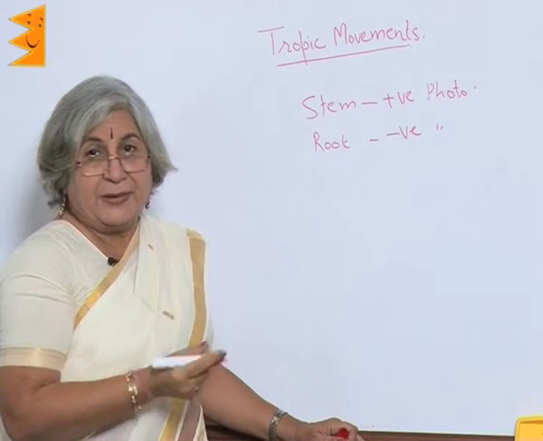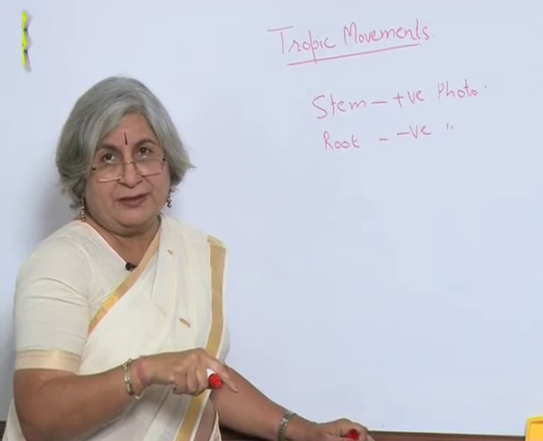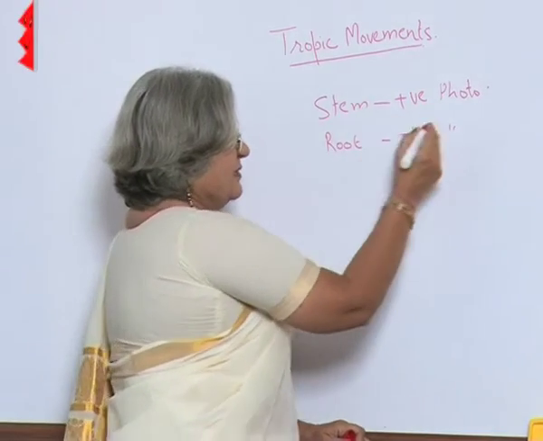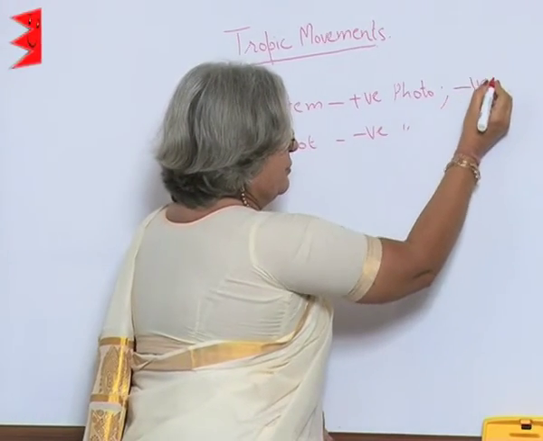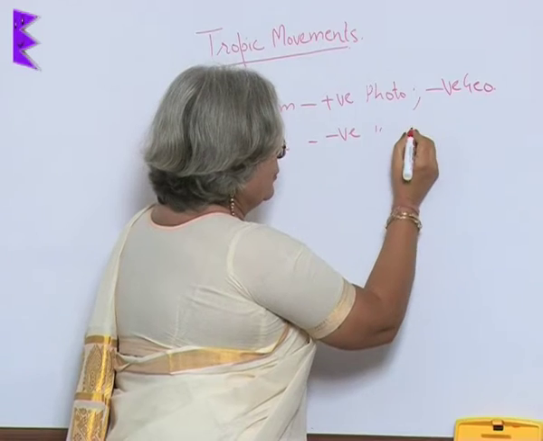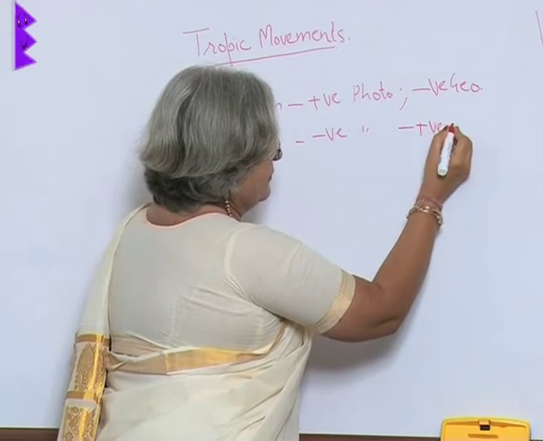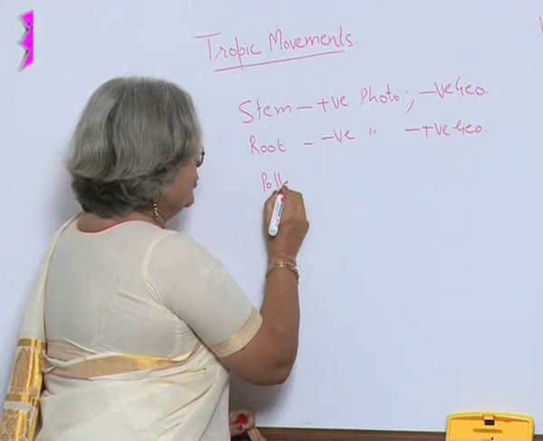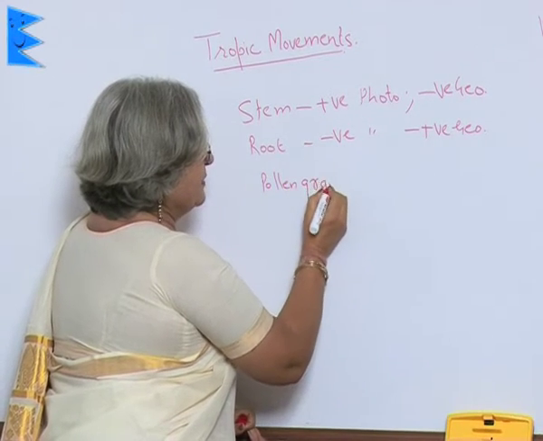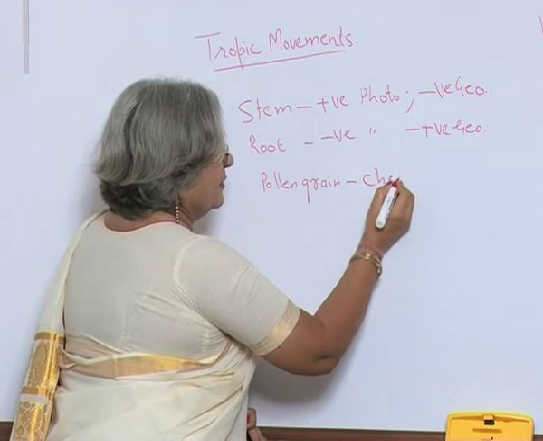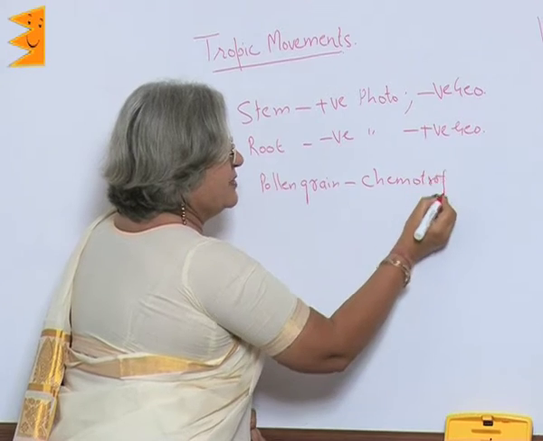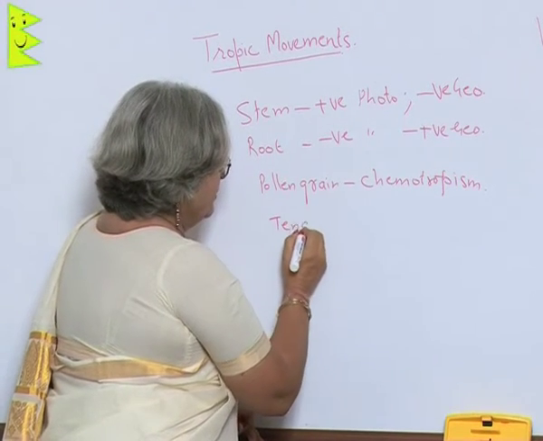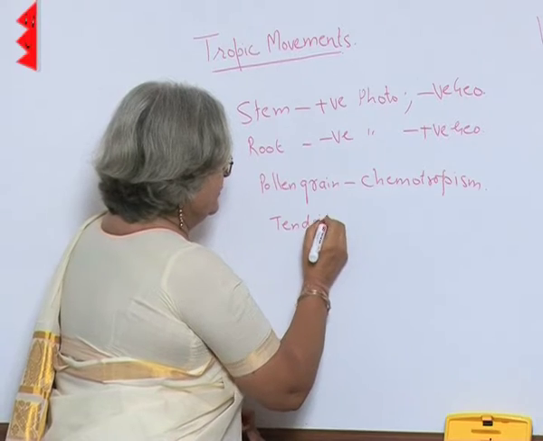phototropism. But in the case of geotropism, that is response to gravity, it is reverse. Stem is negative geotropic, while root is positive geotropic. The pollen grains show chemotropism, and the tendrils of a pea plant, they show thigmotropism.